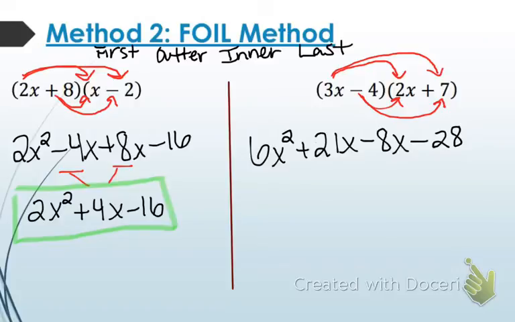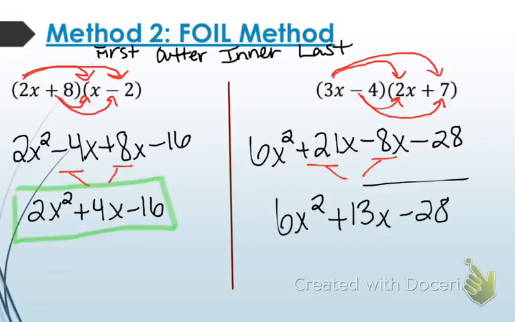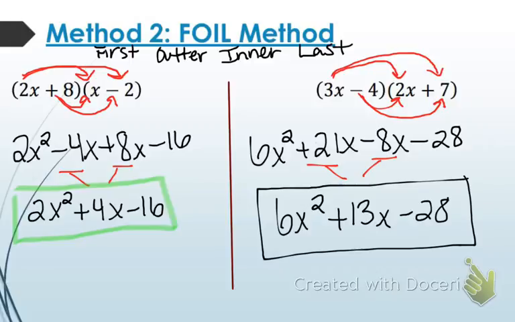We combine the two like terms that we have. The 6x squared comes down, plus 13x, bring down the minus 28. And this is our final answer. Okay, so these are the two methods. On the next video, I will be showing you the third method.